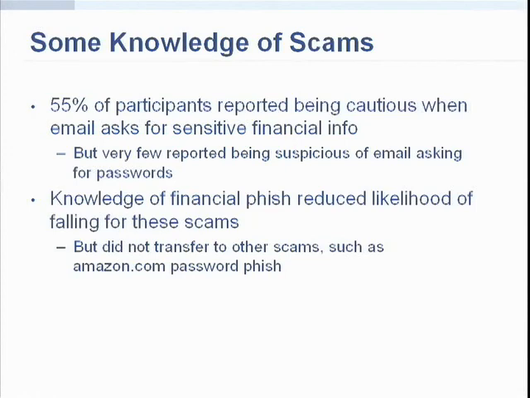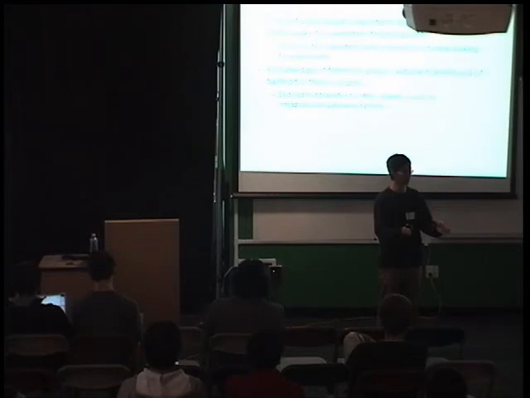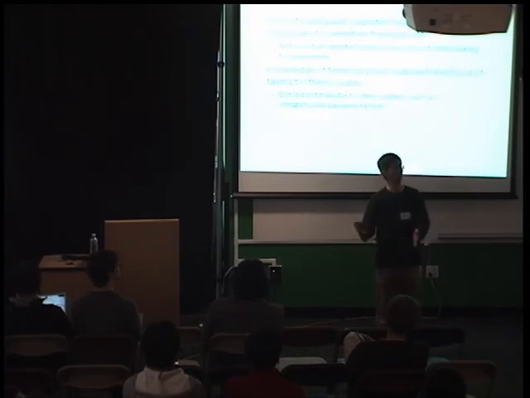Lastly, knowledge of financial phish reduced the likelihood of falling for these scams, but this knowledge did not transfer to other kinds of scams. So to give you an example of what happened in our interviews, one participant saw a phishing email that was in our study, and they said, oh, this is probably a scam. And so they decided to just delete it and go on to the next email. And the next email was an Amazon email asking for them to update their account. And they said, oh, okay, well, Amazon's asking me to update my account. They already have this information. I'll go ahead and do it. Right. And this also turned out to be a phishing scam as well.